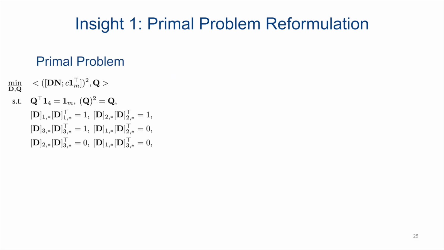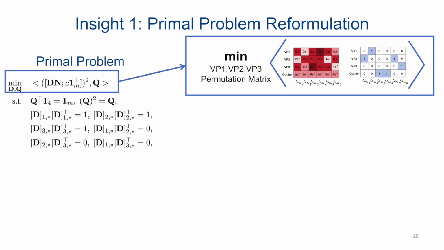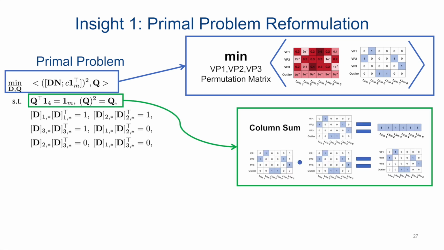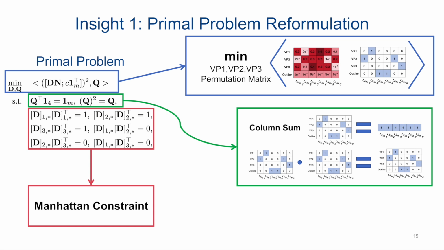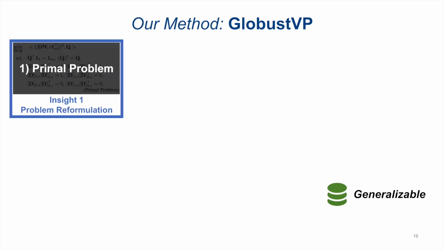The overall primal problem formulation includes three key components. First, the objective function, as we just discussed. Second, the matrix-wise constraints on the permutation matrix. Third, the Manhattan constraints on the VPs, which enforce their mutual orthogonality. With such insight, we can successfully reformulate the hard assignment problem into a continuous constrained optimization problem.